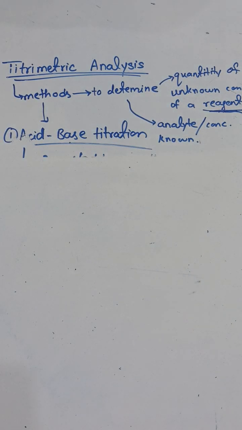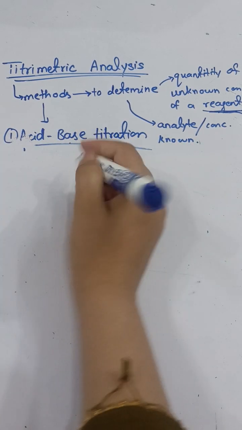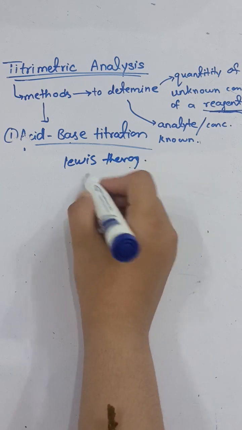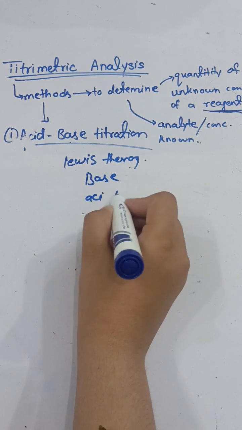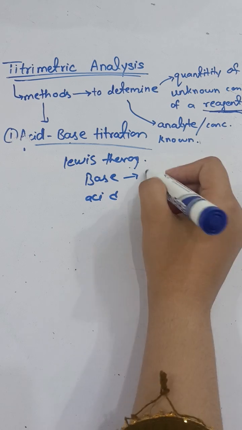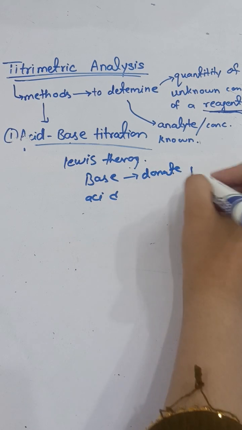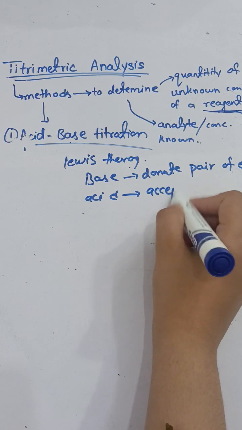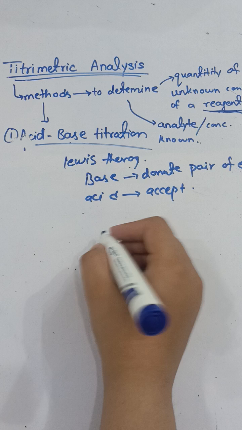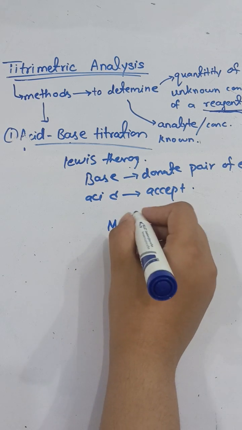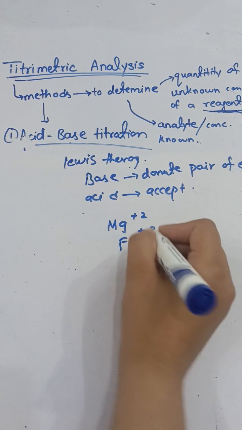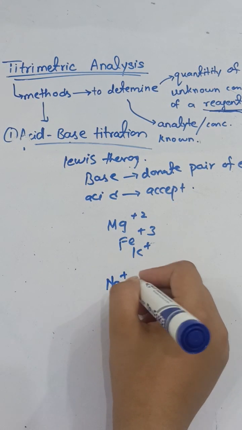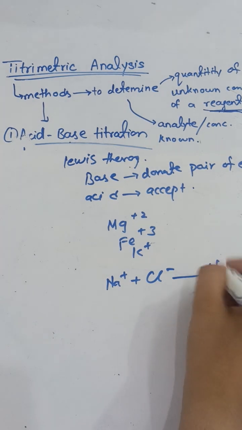Now we move towards the last theory of acid base titration, the Lewis theory. What does this theory say? By this theory, a base is something that will donate a pair of electrons, and an acid is something that will accept a pair of electrons. For example, if we take metallic ions like Mg plus 2, Fe plus 3, potassium positive, these are the positive charges here. So for example, Na positive plus Cl negative will react to form NaCl.